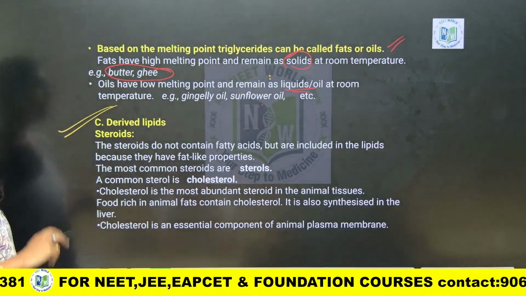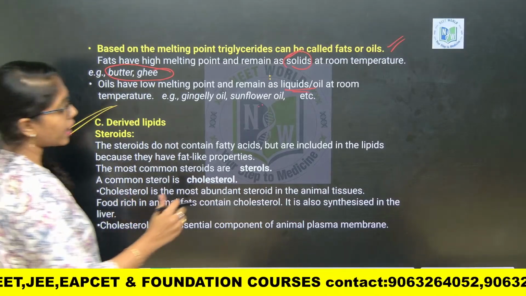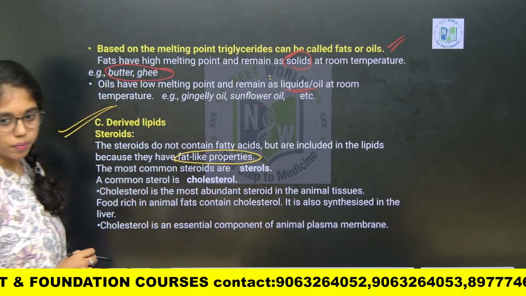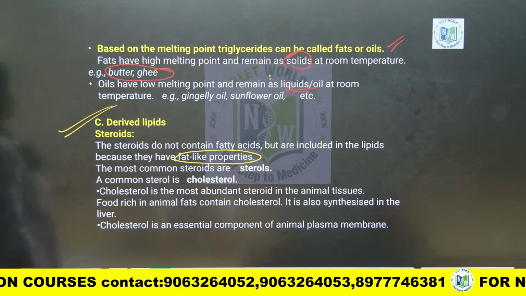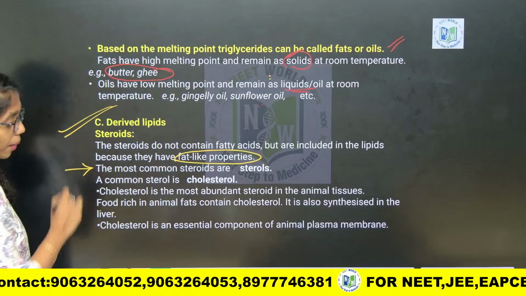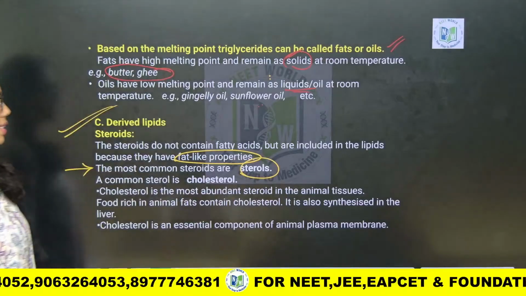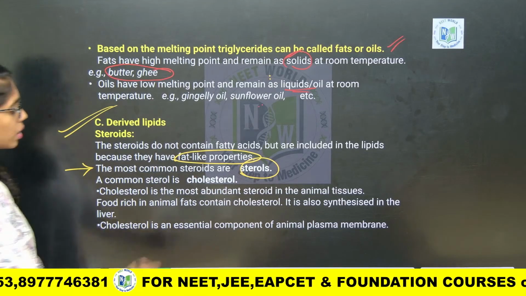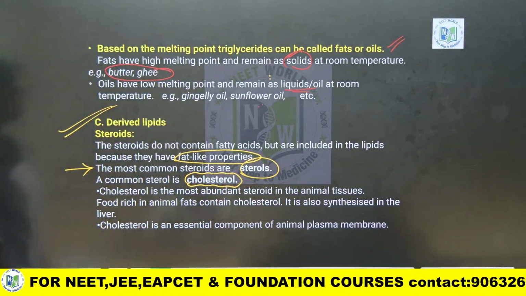Steroids. The steroids do not contain fatty acids but are included in lipids because they have some fat-like properties. They are not having fatty acids but they have some fat-like properties, that is why they are included under lipids. The most common steroids are what? Sterols. Yes, and the best example of sterol is cholesterol.